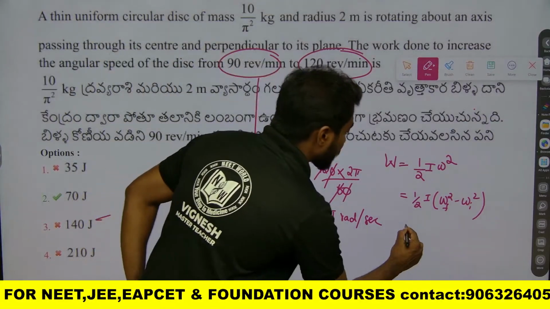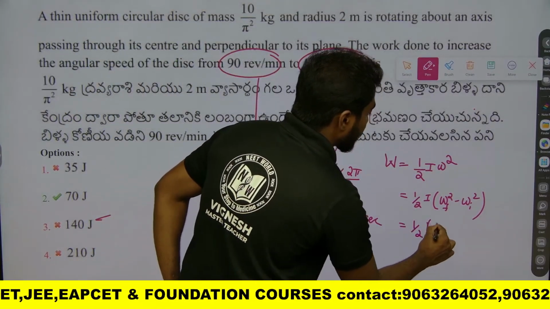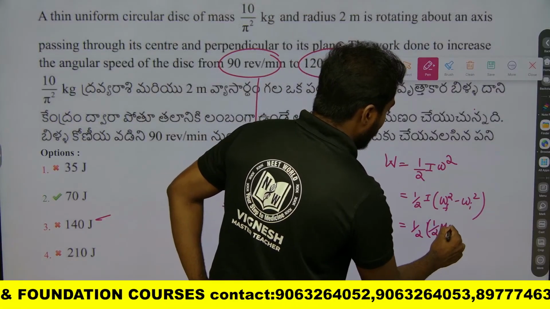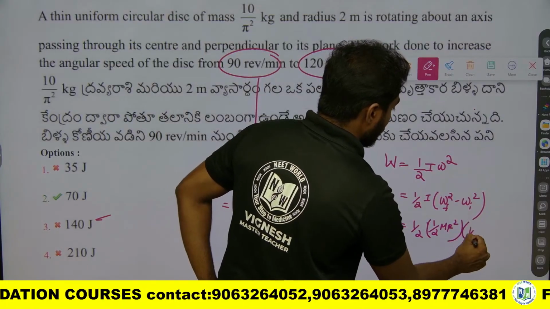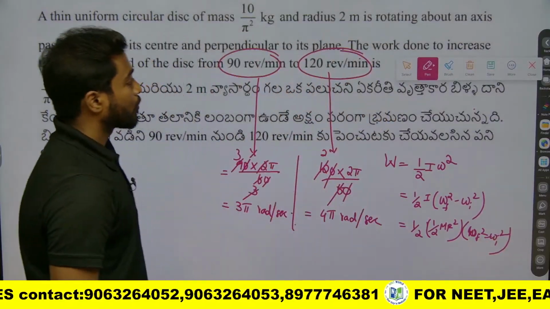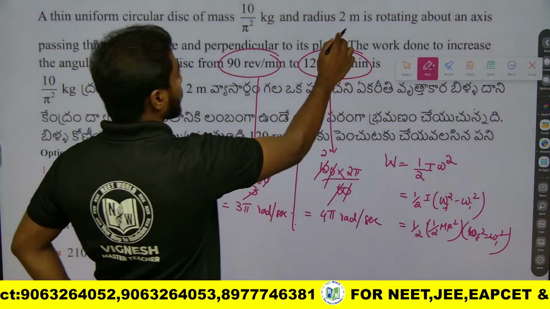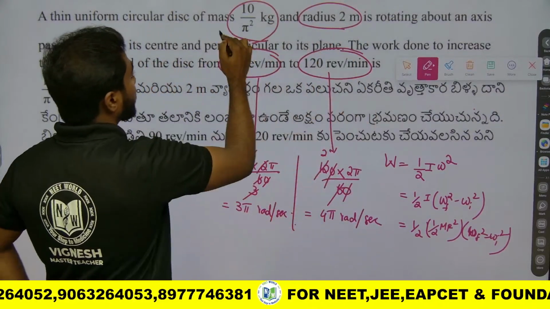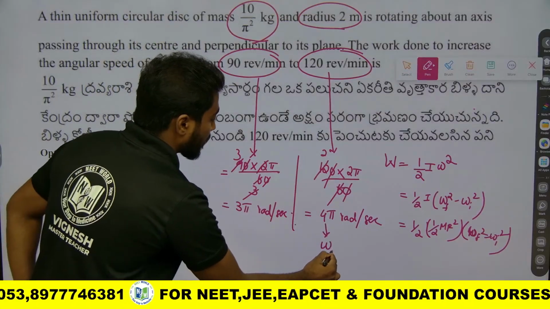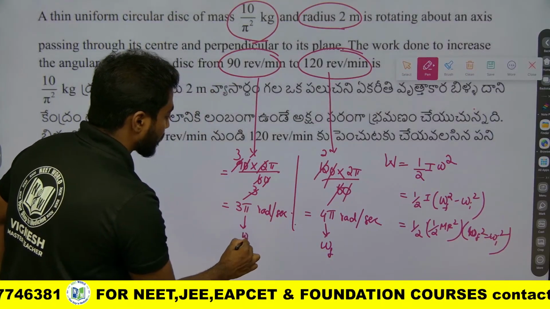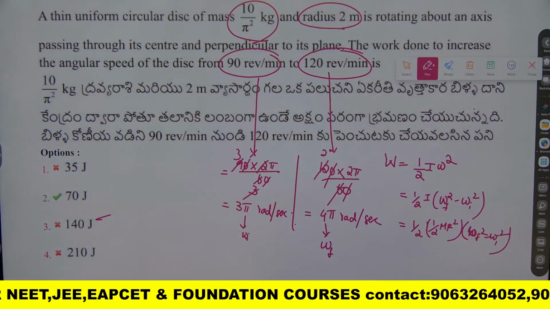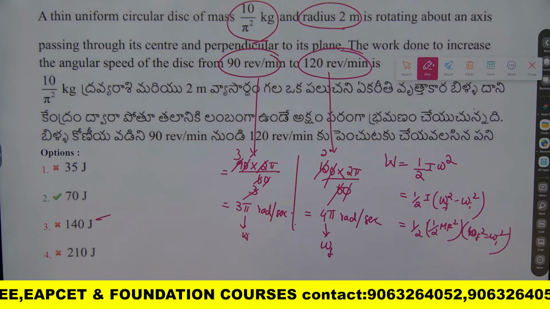Can I do it now? Half into I is nothing but 1 by 2 mr square into omega f square minus omega I square. So substitute the value of r, that is 2, and the value of m, that is 10 by pi square, and this is omega final and this is omega initial. You will get the answer, guys. Do it fast.